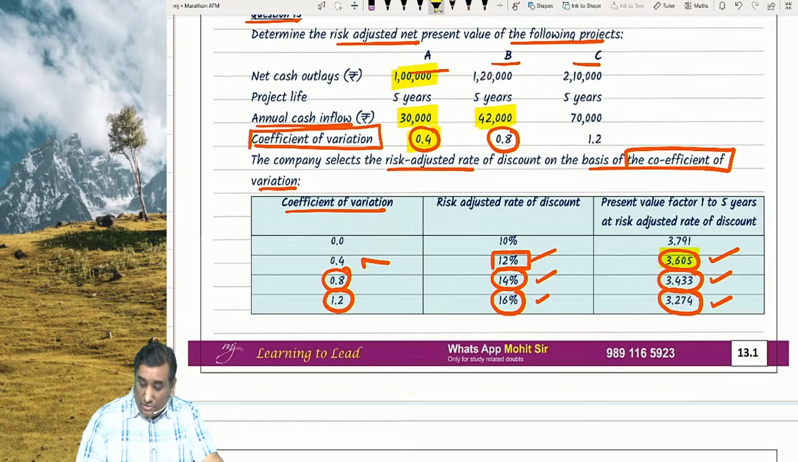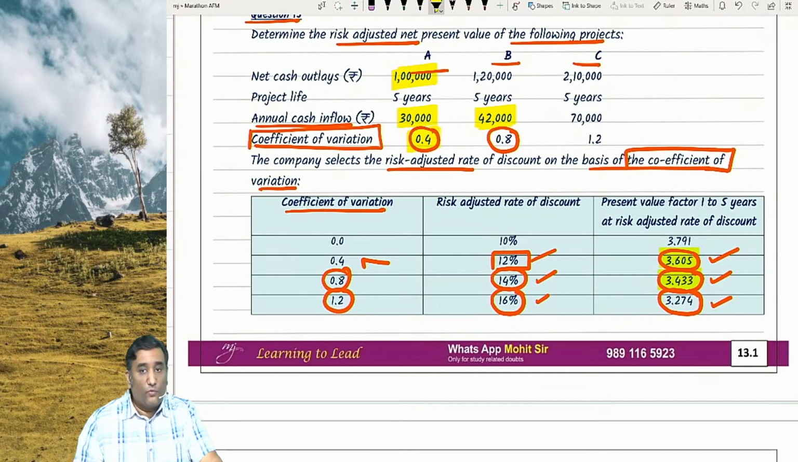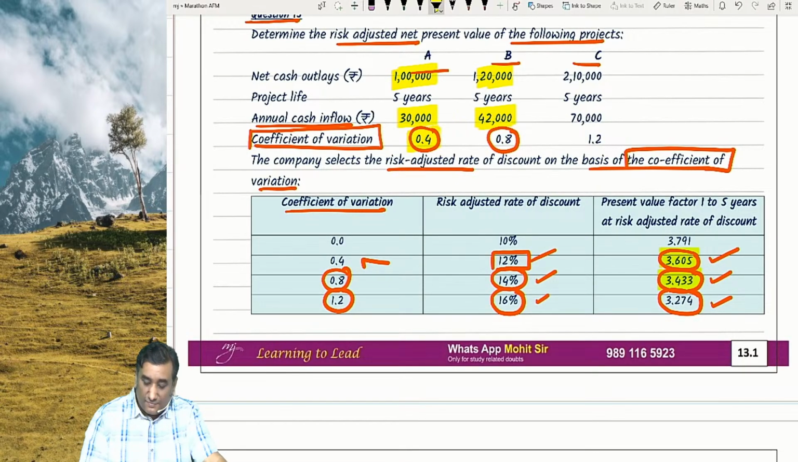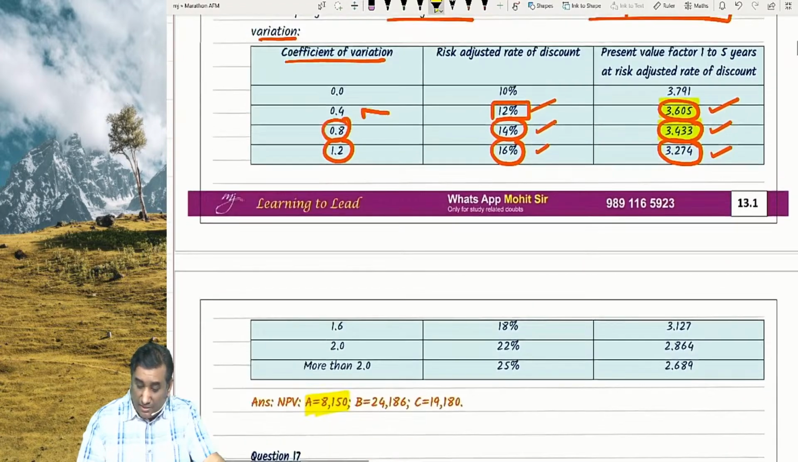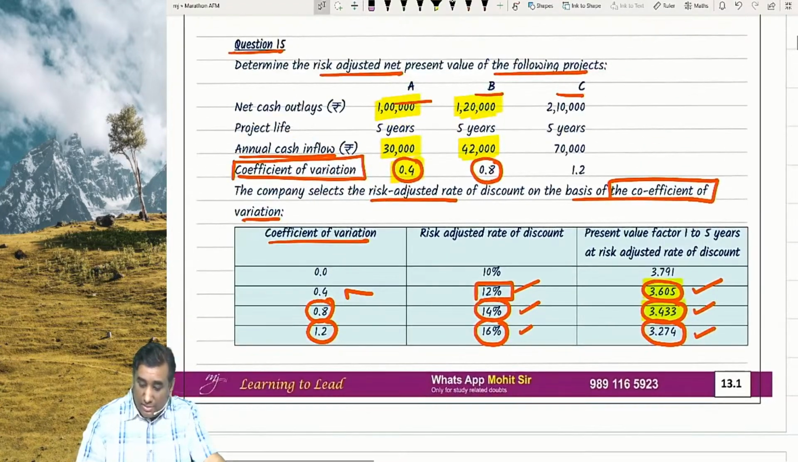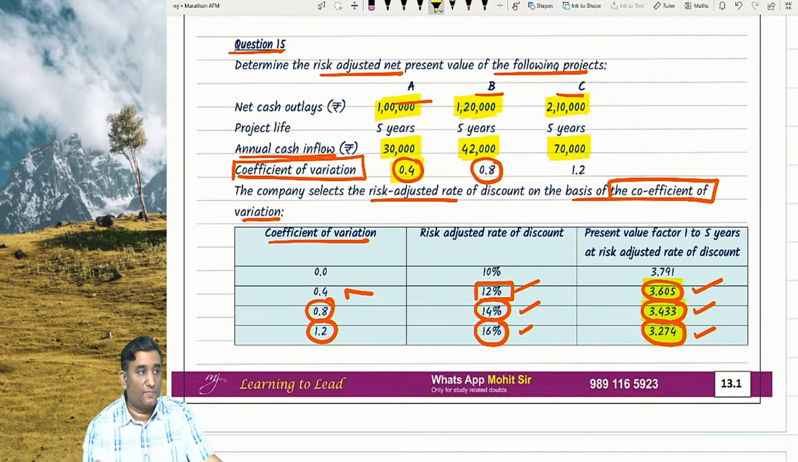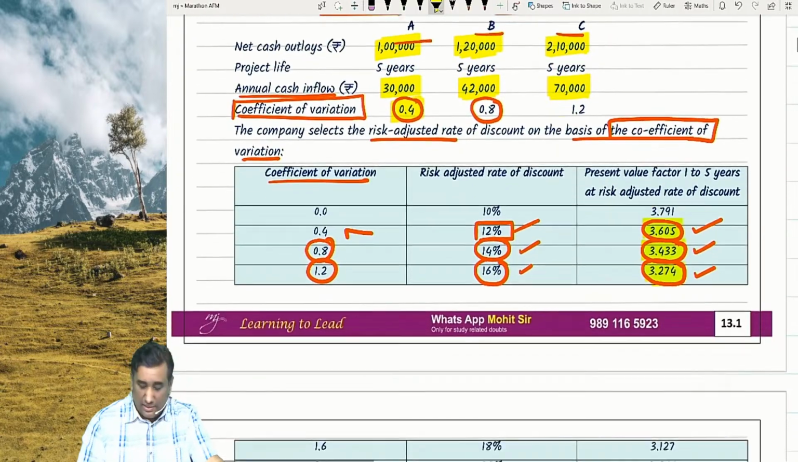Second we get is what? It's 42,000 into 3.433 and minus 1,20,000. That gives 24,186. Then we have, sir, what? Third one, 70,000 into 3.274 minus 2,10,000. That gives 19,180. These are the answers.